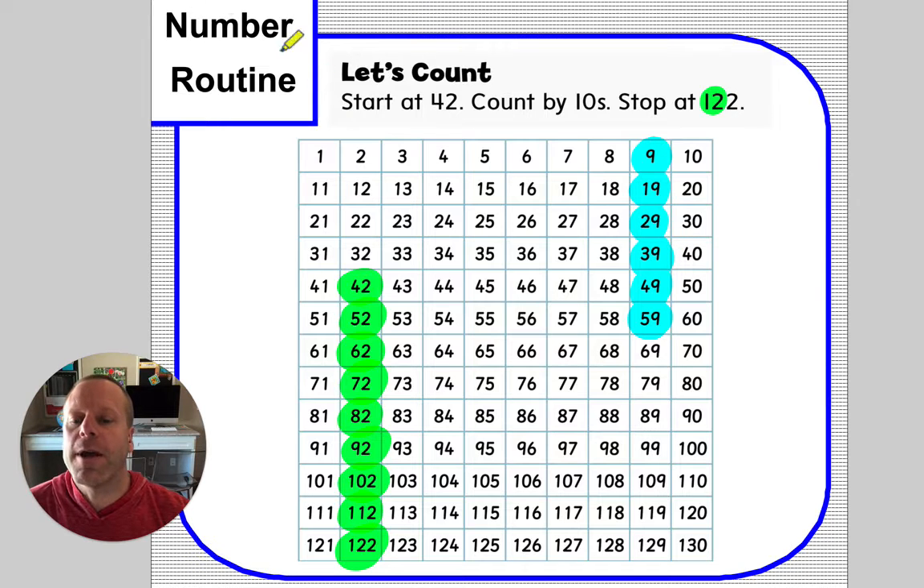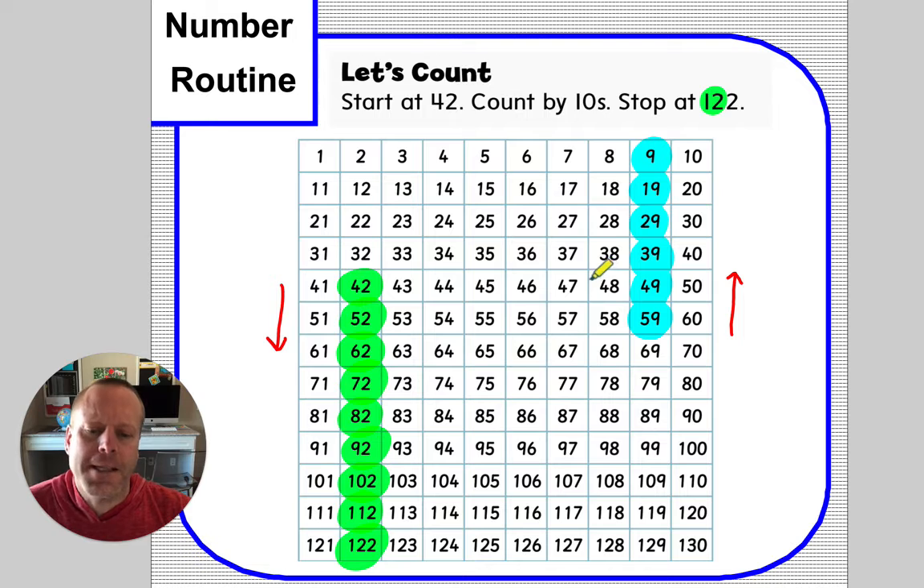So our first pattern, we were counting down our hundreds chart by adding tens. And on this pattern, we were kind of doing the opposite. We were going back, subtracting tens. Okay, let's do one more, and then we will move along.